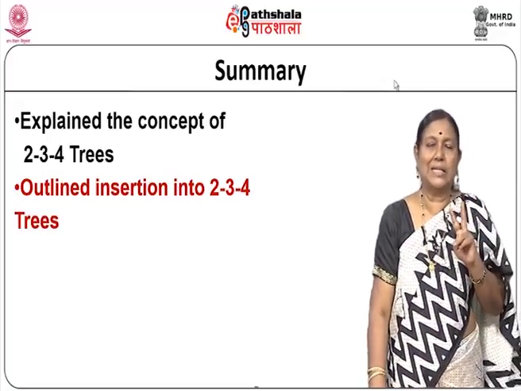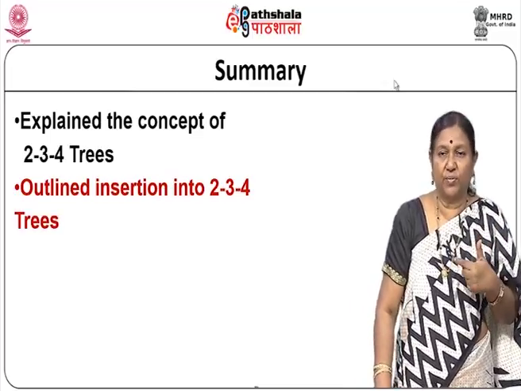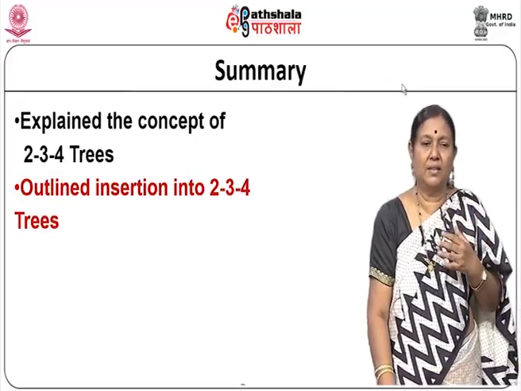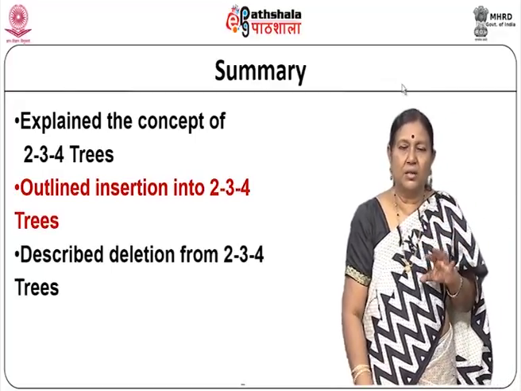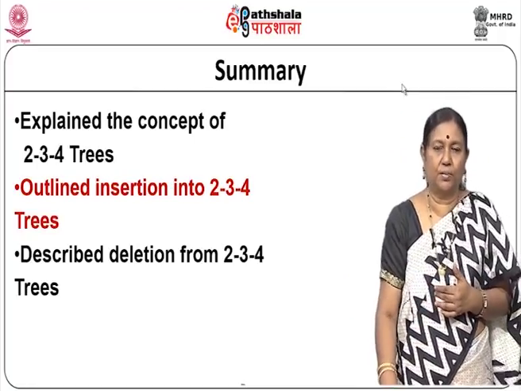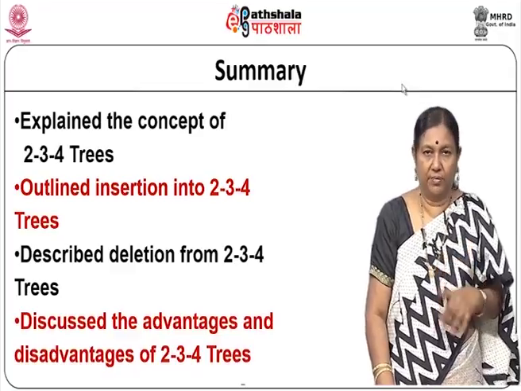So, we saw 2 cases. In the last module we saw where M was 3, in this module we saw where M was 4. In B trees it could be the B degree. So, there we have to look at it in a different way. We also described deletion. In insertion we did split, while in deletion we did merge and redistribute, and we discussed the advantages and disadvantages of 2, 3, 4 trees.